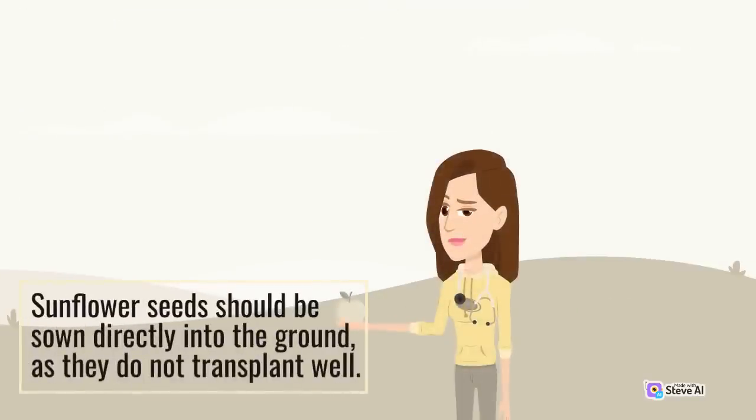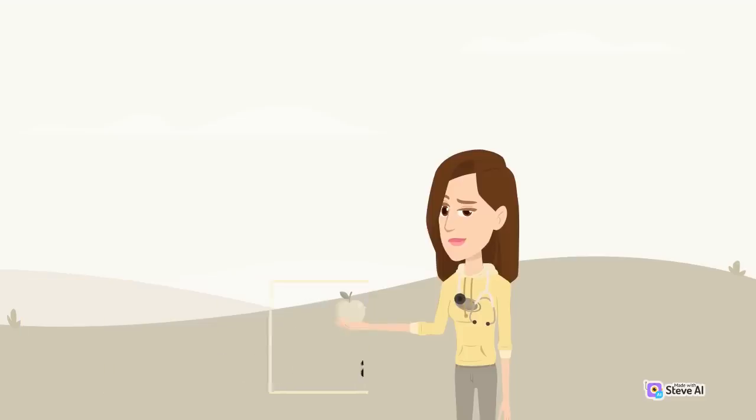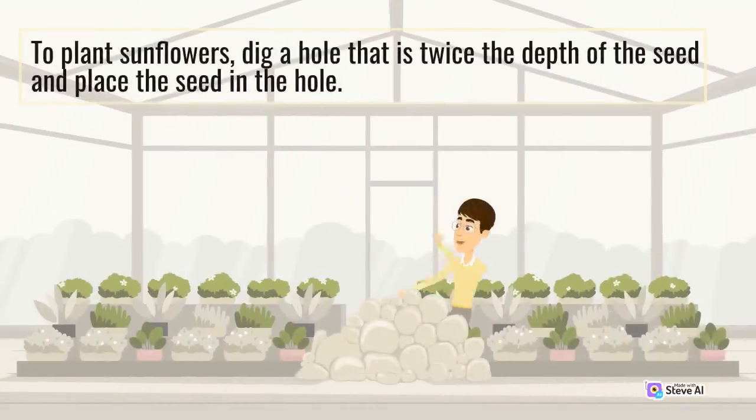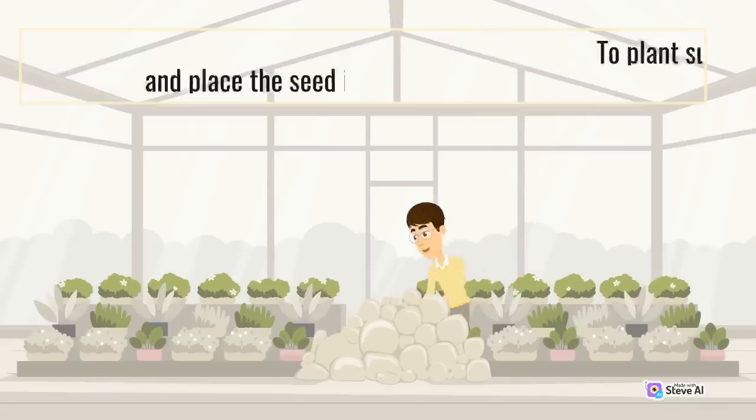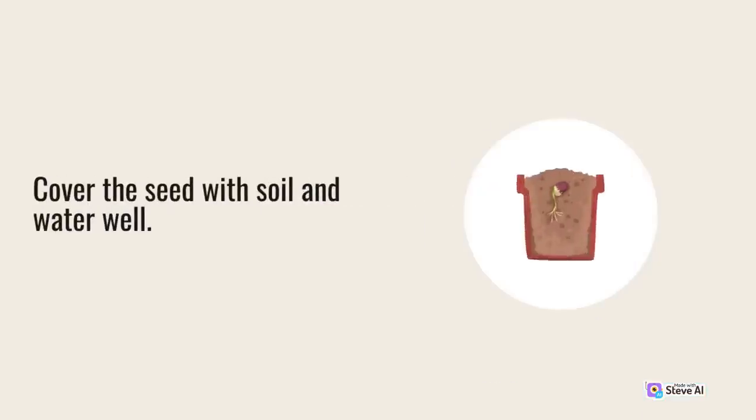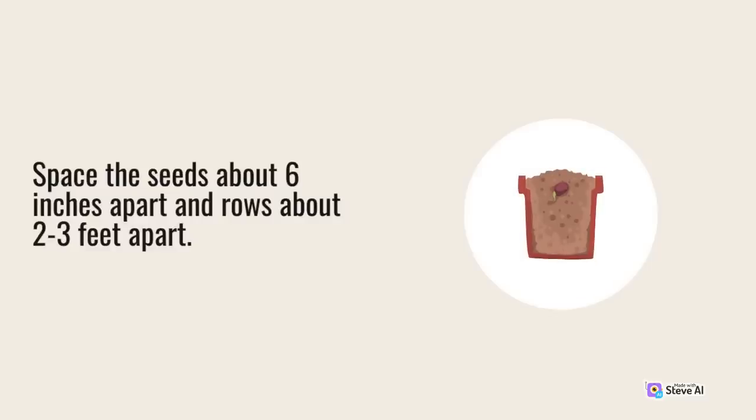Sunflower seeds should be sown directly into the ground, as they do not transplant well. To plant sunflowers, dig a hole that is twice the depth of the seed and place the seed in the hole. Cover the seed with soil and water well. Space the seeds about 6 inches apart and rows about 2 to 3 feet apart.